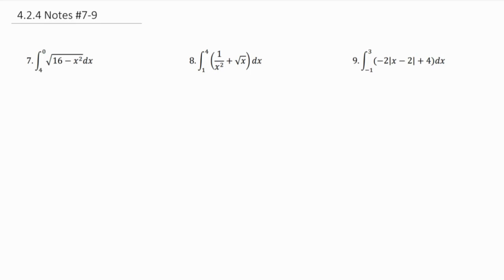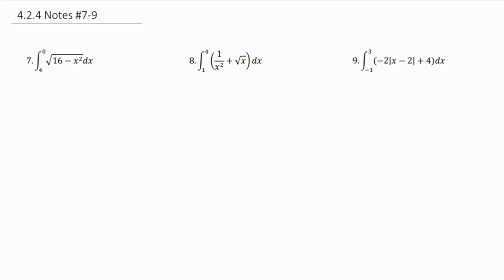So for these problems, we are going to have to figure out if we are going to use geometry or antiderivatives to solve these definite integrals. So first we have the integral from 4 to 0, which I notice is kind of strange because normally our lower bound is a lower number. So we want to think about properties of integrals we might have to use here. And then we have the square root of 16 minus x squared dx.